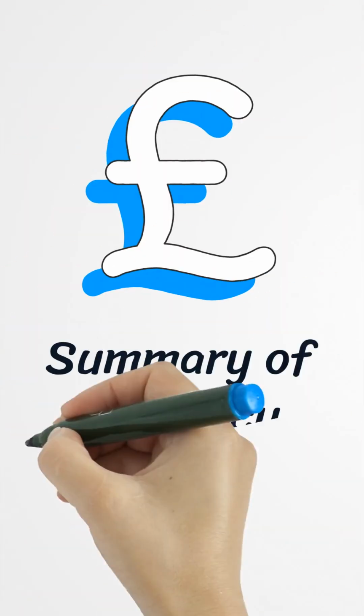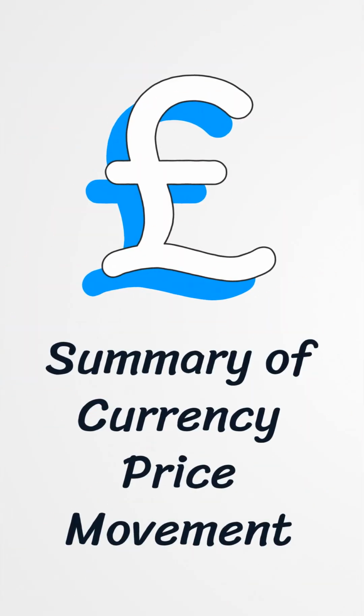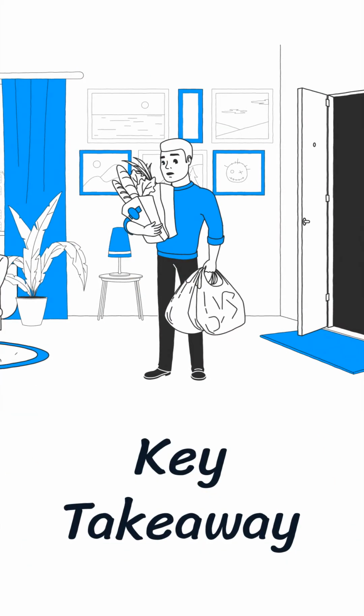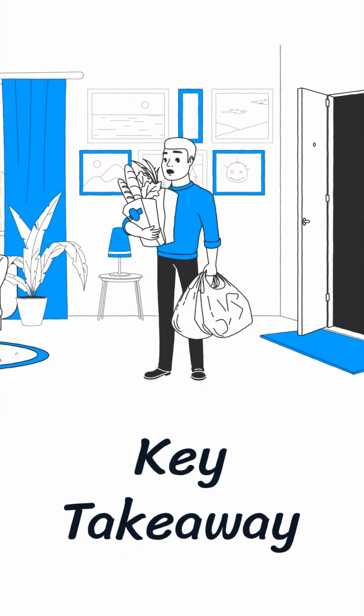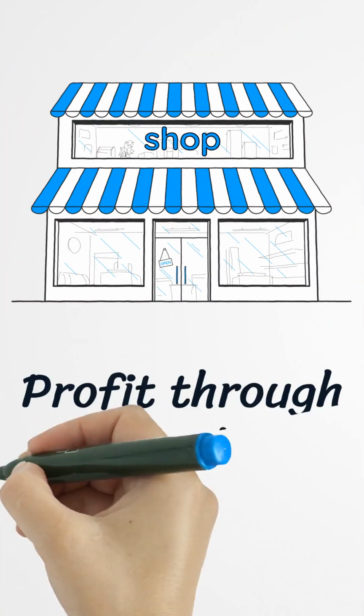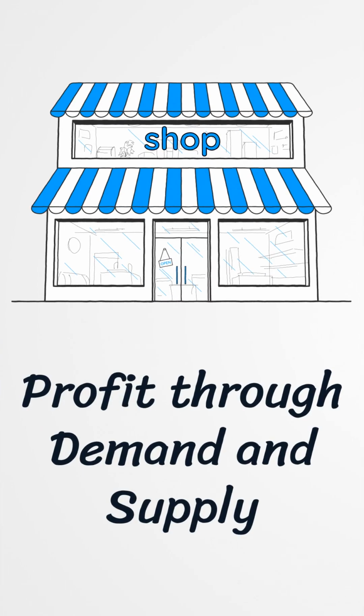In this lesson, we've talked about how and why the market prices of currencies move. The most important thing for you to remember is that only one thing moves the market: supply and demand from buyers and sellers. Traders profit by buying where there is demand and selling where there is supply.